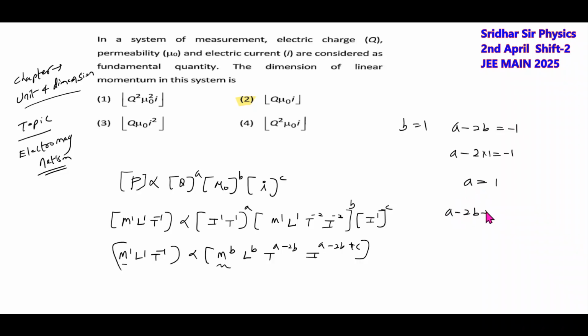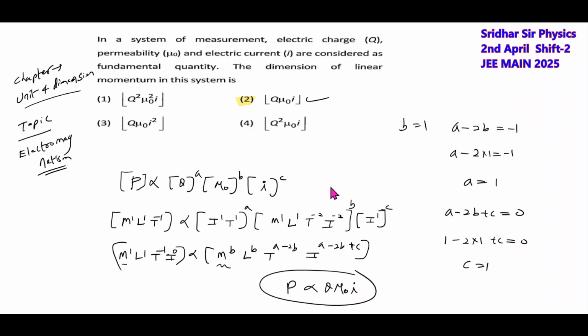Now A minus 2B plus C equal to 0. The dimension of current, here we can write it like I to the power 0. This is very important. Then A value is 1, B value is 1, then we'll get C. C will be 1. So the dimensions of momentum will be q mu naught I. This will be our option.